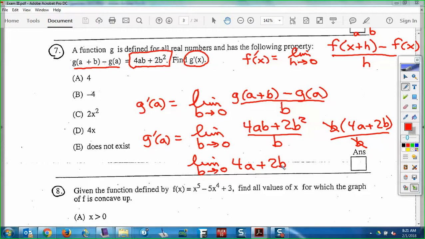Well, remember, that's what we did. Remember, we did these problems where we got the H to cancel? Well, now that you got the B to cancel in this problem, we can put a 0 in for B. So you put a 0 in for B, and that cancels that out. So G prime of A is 4A. So what's G prime of X? 4X. That's it. I think that's really how you do it. But the key was recognition. The key was looking at that and saying, hey, that looks like f of x plus h minus f of x.